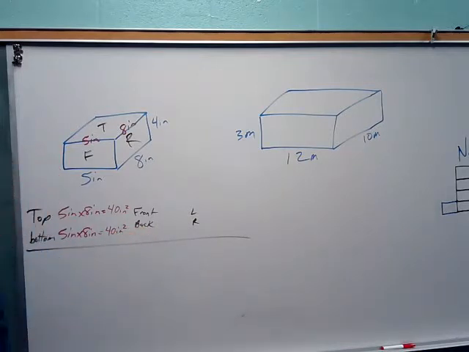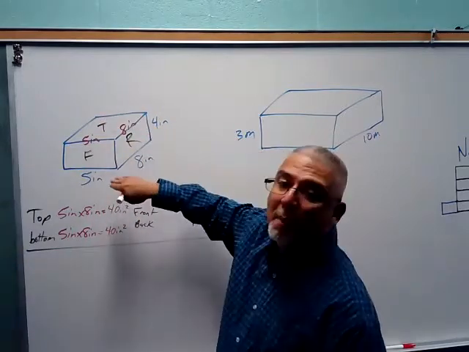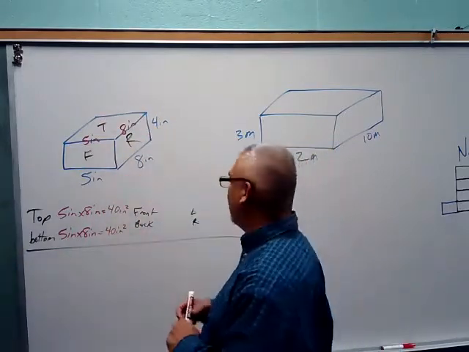Now, why did I do that twice? I did that twice because there's two of those. There's a top and a bottom, okay? So that's why I did it like that.